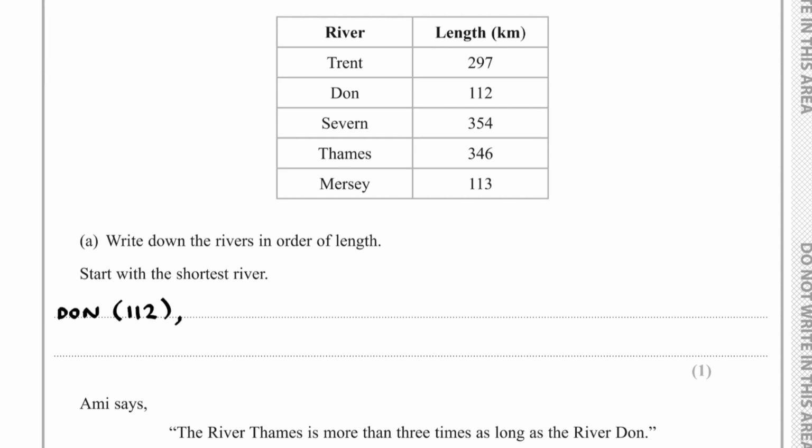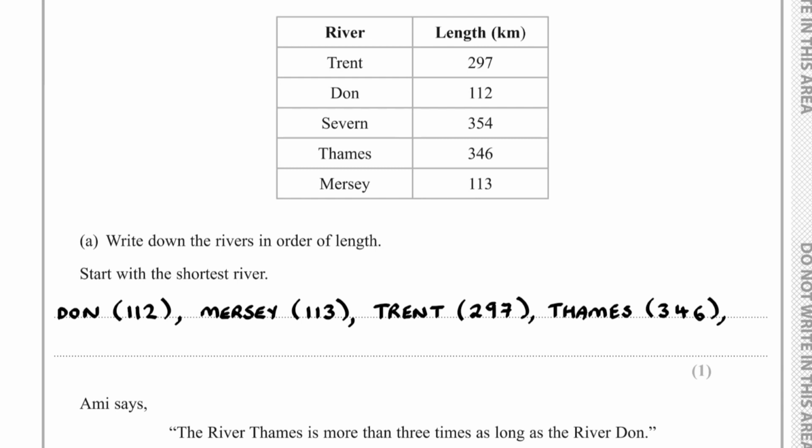Well, the shortest one is Don, 112 kilometers, then it's Mersey, 113 kilometers, then it's Trent, 297 kilometers, then it's Thames, 346 kilometers, then it's Severn, 354 kilometers.